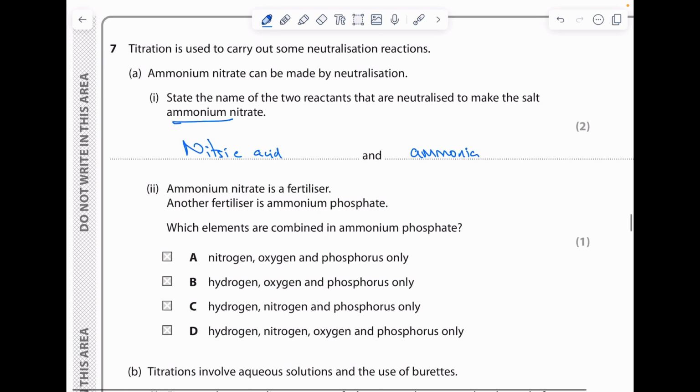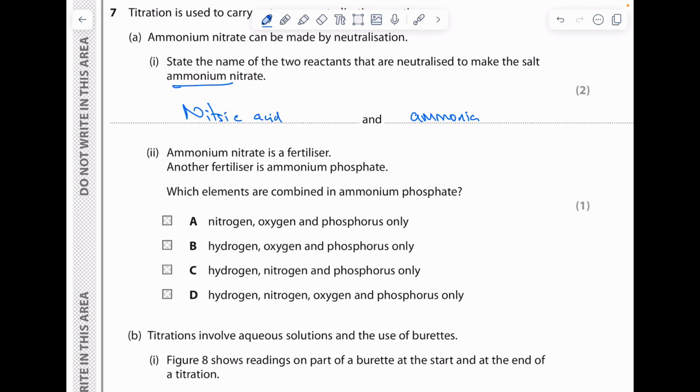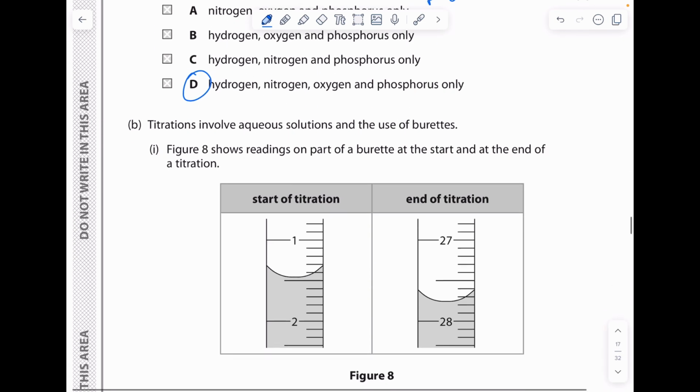Which elements combined in ammonium phosphate? Okay, so because this is an 8, that means it contains oxygen. So you can get rid of anything that doesn't contain oxygen. Remember that ammonium is based on ammonia. So actually the ammonium ion is NH4, and here you've got phosphorus with oxygen. So the only sensible option is option D.